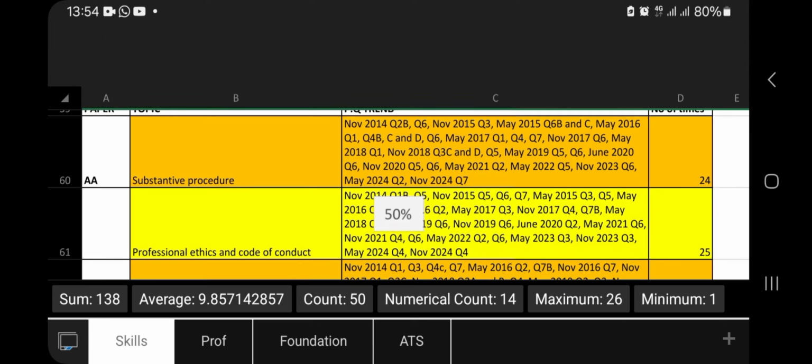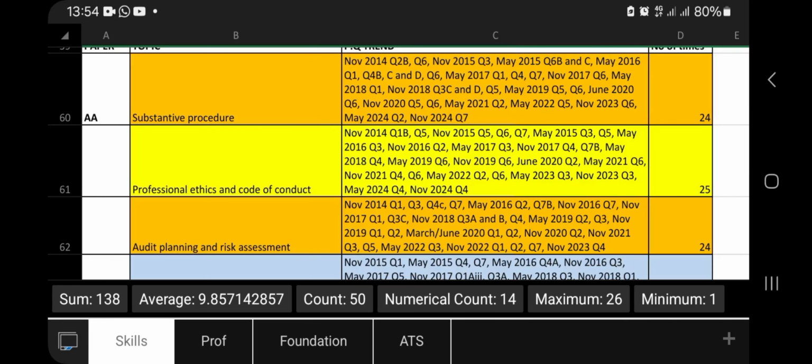So the very first topic we will be examining is substantive procedure. This is one of the most examined topics in audit and assurance. Substantive procedure has been examined 24 times. Let's quickly run through the trend. We can see that November 2014 it was examined, the entire year for 2015, May 2016, the entire year for 2017, entire year 2018, May 2019, entire year 2020, May 2021, May 22, November 23, May 24, November 24. So you can see the trend. One thing you would observe is it's most examined in the May diet. That's really not to say that anything can change, but for your May 2025 examination, please prepare for substantive procedure and ensure you solve at least 40% of the questions, so that you're comfortable with this particular topic.